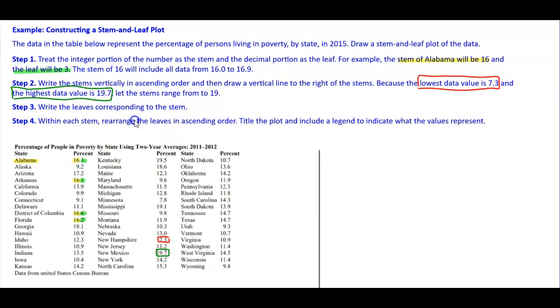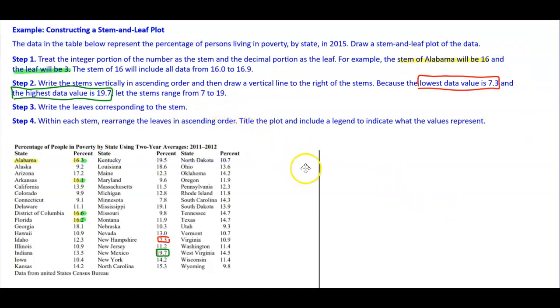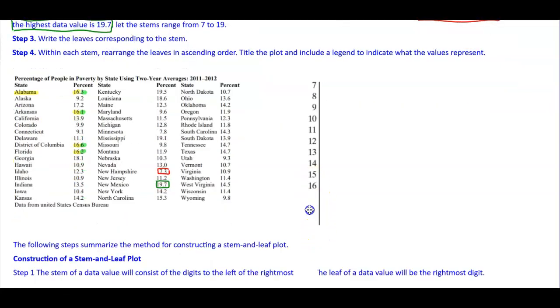So we're going to let the stems range from 7 to 19. On the left-hand side, we have our vertical line. We have 7, 8, 9, 10, 11, 12, 13, 14, all the way down to 19. Again, this is going to represent our stem.